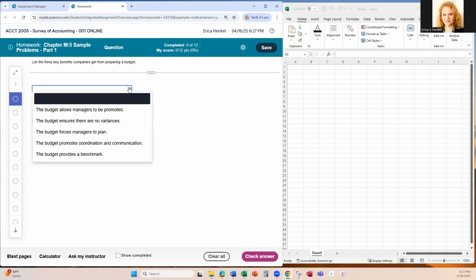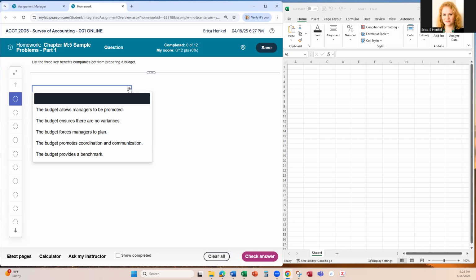Budget allows managers to be promoted. That is not a primary purpose for budgeting. Budget ensures that there are no variances. Also not true, because variances are differences between what we actually spend on something and what we plan to spend on it, and there are always going to be those differences. So that is also not one of the options.